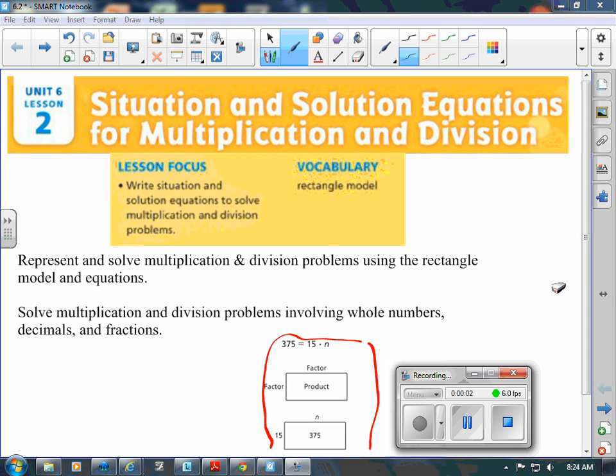Unit 6, Lesson 2, Situation and Solution Equations for Multiplication and Division. The book asks us to use this rectangular method. We've done that before. You're welcome to use it or just write it out as equations.